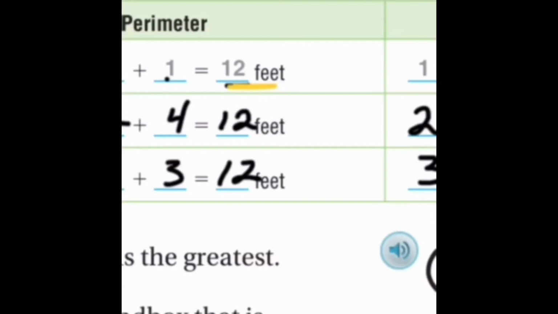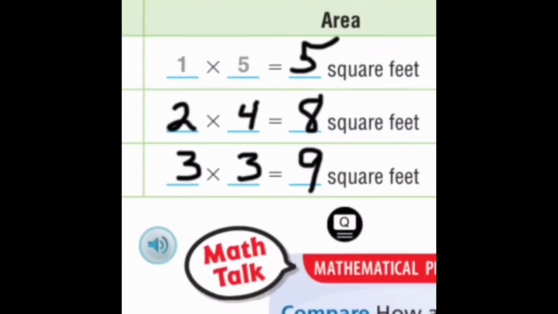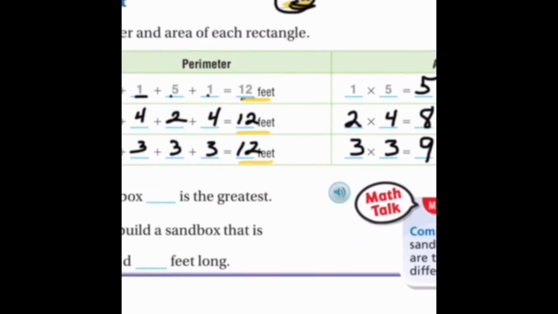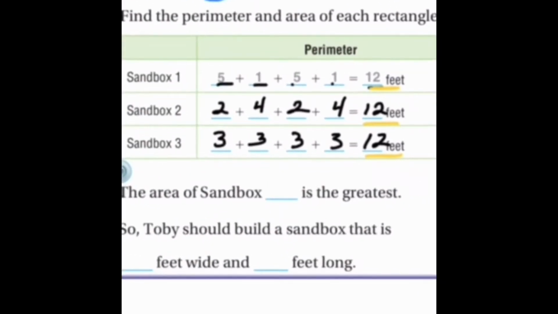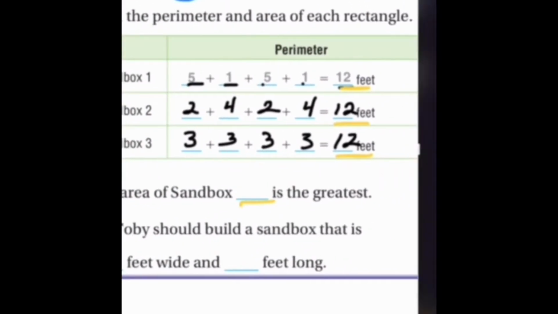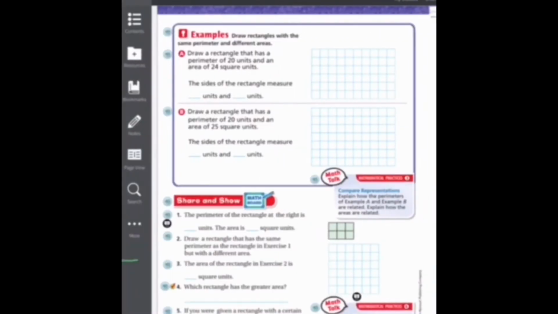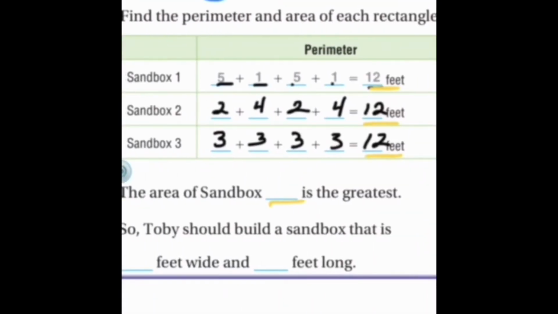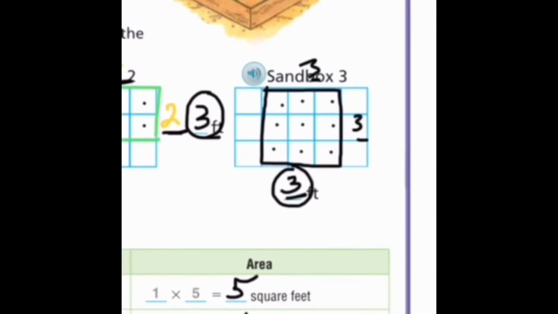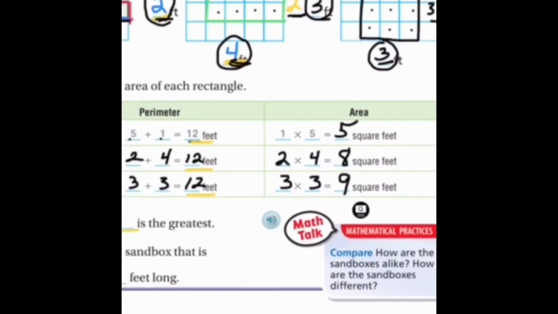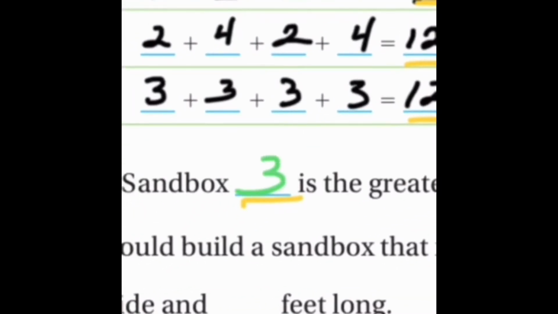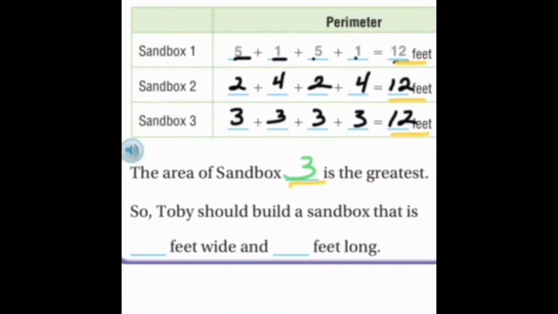All three had the same perimeter, but they had different areas. And we'll figure out, or maybe recognize, which one gives us the bigger area here in a minute. So the area of sandbox blank is greatest, and that was sandbox, oops, sorry about that. We'll get back to the right page. There we go. The area of sandbox 3 had the biggest area. So Toby should build a sandbox that is 3 feet wide and 3 feet long, so he can build the sandbox that has the biggest area.